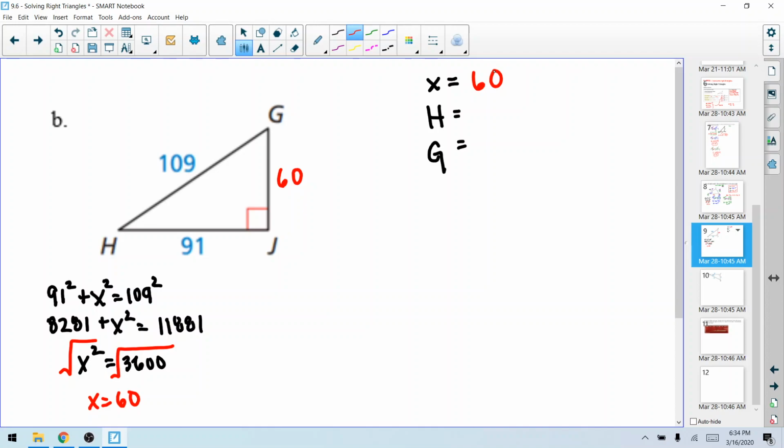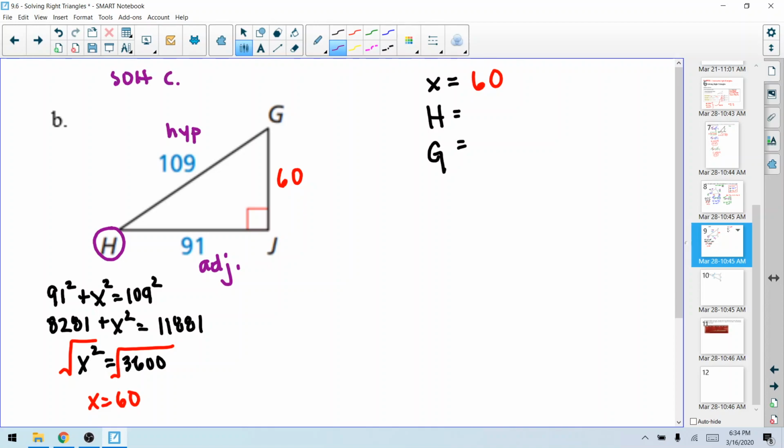Moving on, we can either find angle H or angle G. Again, doesn't really matter. I'm going to start with H. Now, think about this for a minute. Would it be okay if we use 60 to find angle H? The answer to that is yes, because 60 is not a rounded answer. It's exactly 60. But just to be a little bit different, I'm going to go with the 91 and the 109 anyway. So from angle H, 91 is my adjacent side. 109 is my hypotenuse.